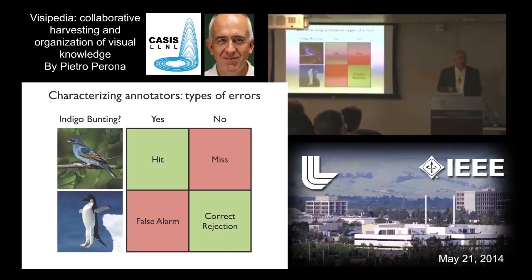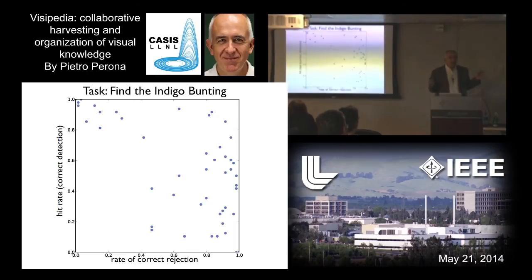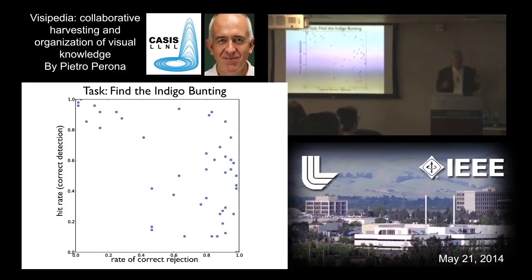So we have a ground truth, and we send it out on the web, and this is the result we get. Each blue dot here corresponds to 1 annotator who looked at 20 or more pictures. And on the vertical axis, you have the percent of pictures that were correctly labeled, that contained indigo buntings and were correctly labeled indigo bunting. So that's a percent detection rate. On the y-axis is hits. On the x-axis is the rate of correct rejection. So the percentage of non-bunting pictures that were labeled as no's.